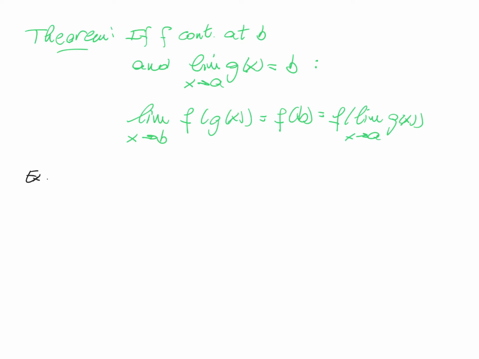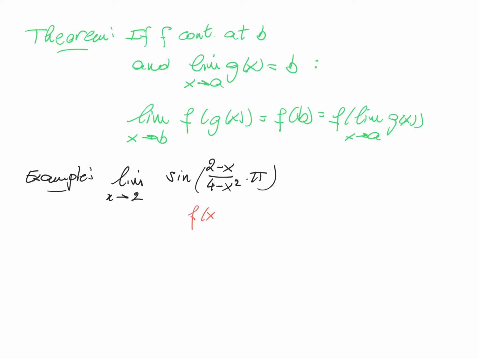So suppose that we want to calculate the following limit. We have the limit for x going to 2 of the function sine of (2 minus x) divided by (4 minus x squared), times pi. Let's start by identifying the different components from the theorem. We have a function f of x, the outer function in my theorem, which is the sine of x. We have an inner function g of x, which in this case is (2 minus x) over (4 minus x squared) times pi.